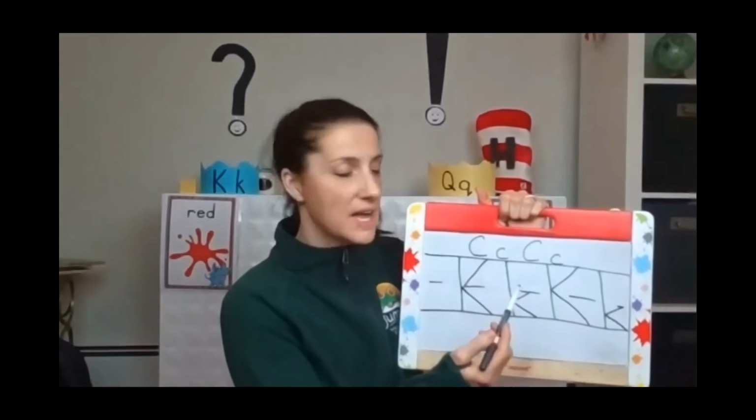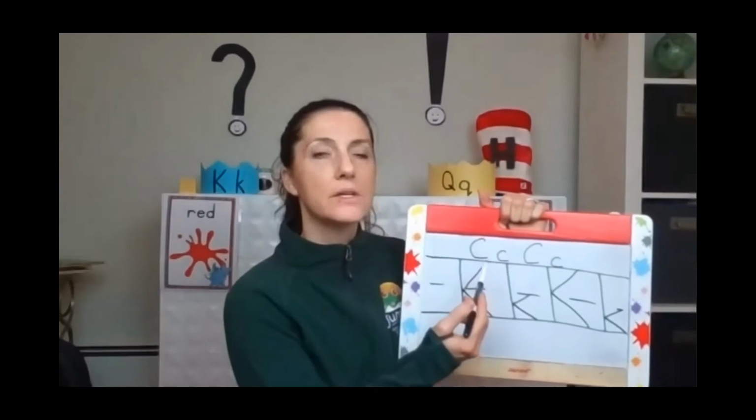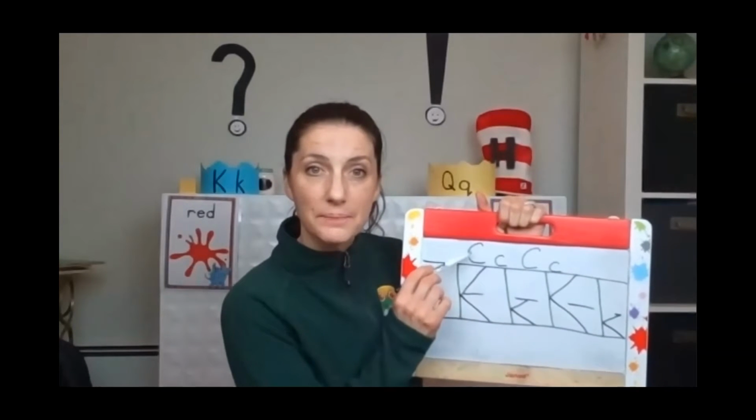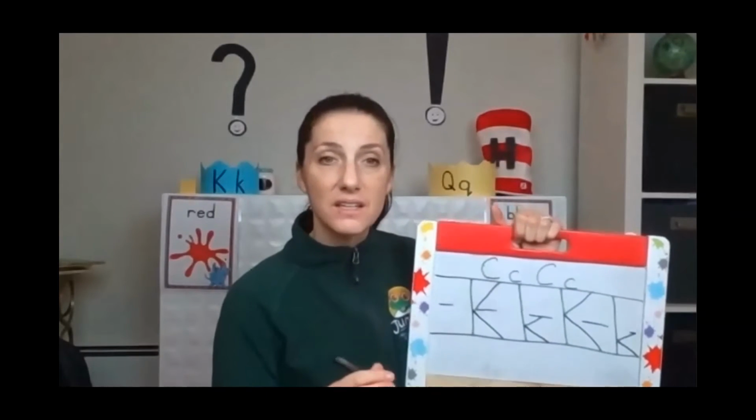C sounds like k, and it also sounds like s, like the S, okay? Like circus. Circus starts with C. But the K can only make the k sound, like king and key and kite.